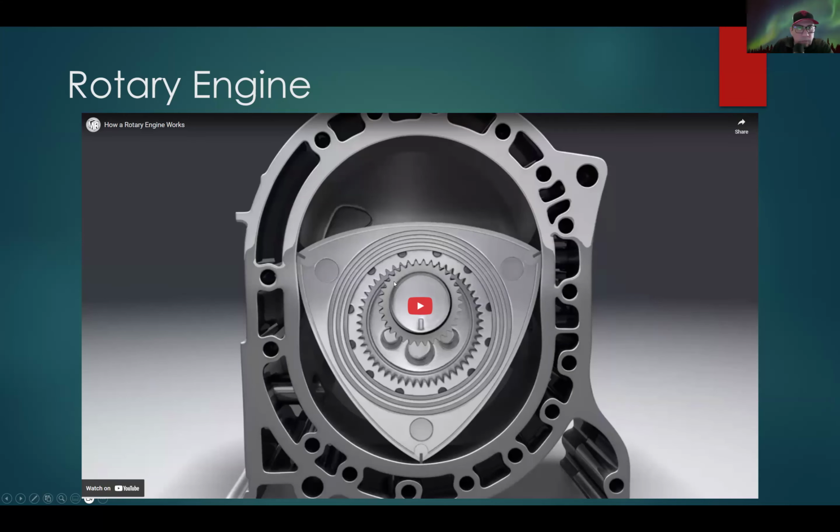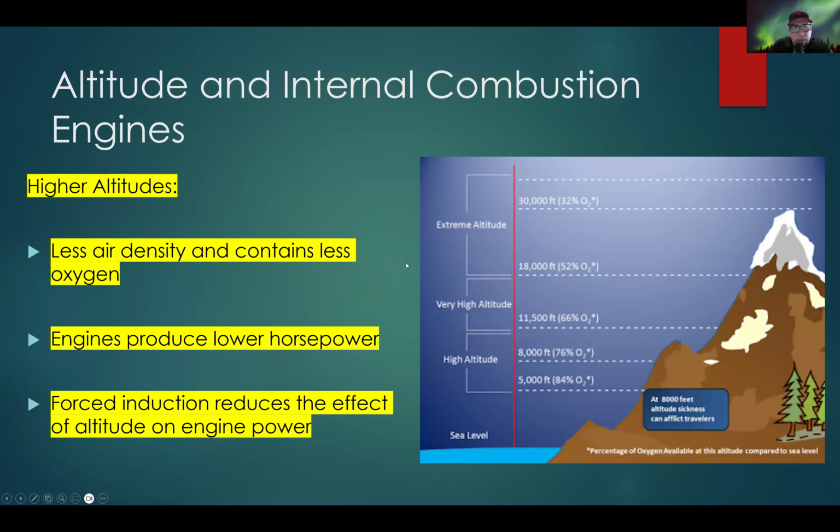Okay. A couple things about how altitude affects an engine. As you go up in elevation, the density of the air decreases. Okay. So right here at sea level, if we live at sea level, you have a higher density of oxygen than you would if you went to the mountains. And this affects engines because engines need oxygen to work. They need oxygen to ignite the air-fuel mixture to create that combustion within the engine.